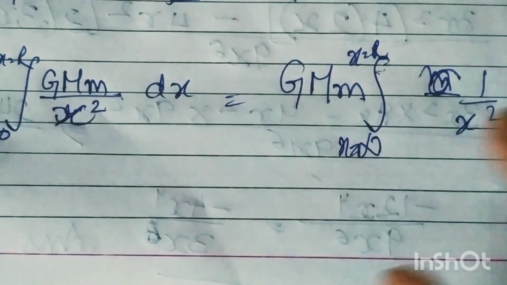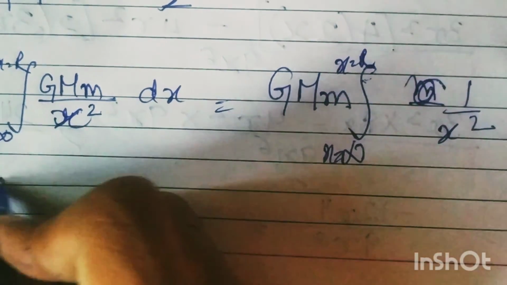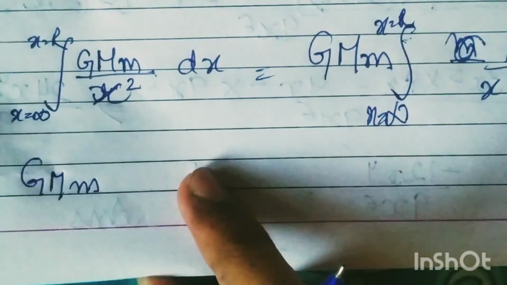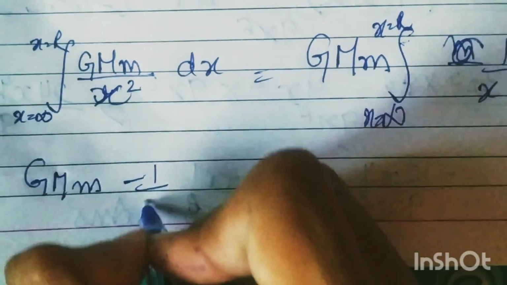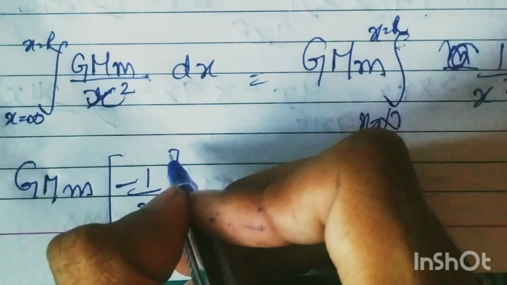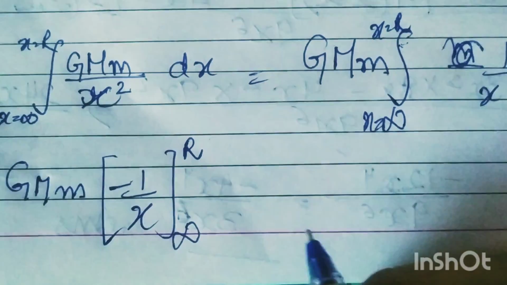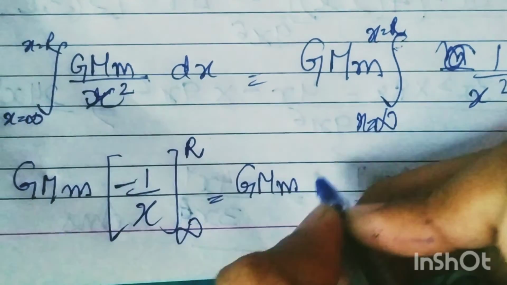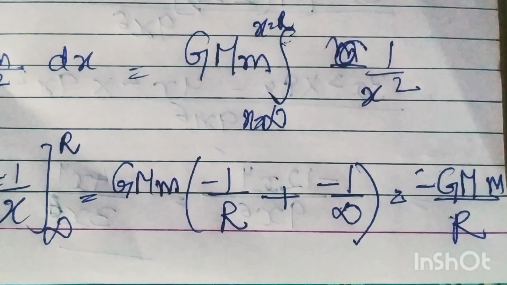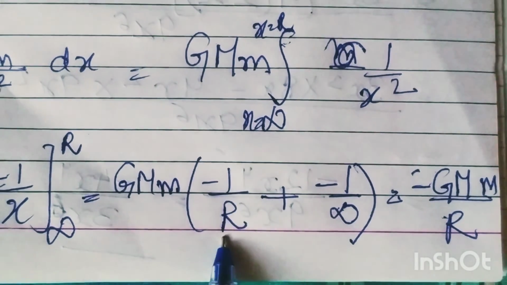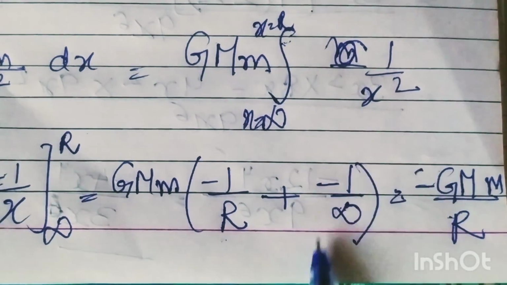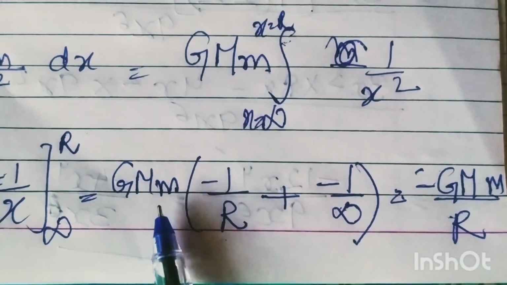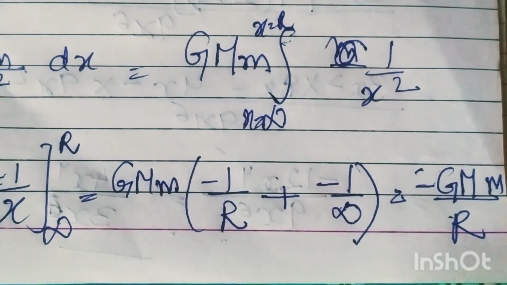Doing the integration of 1 upon x square, you will get as follows: G M m into minus 1 upon x. I am writing the final answer. You can differentiate to check, and now placing r and infinity in place of x, you will get G M m into minus 1 upon x. I have placed the values, so r and infinity. You know that 1 by infinity is 0 only, so we will get G M m into minus 1 by r, and your final answer is minus G M m by r. I suppose that you are clear.